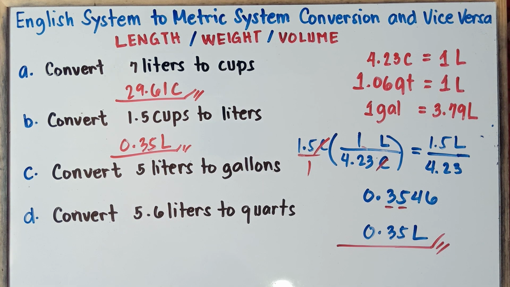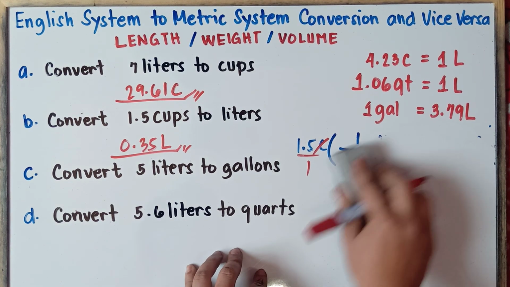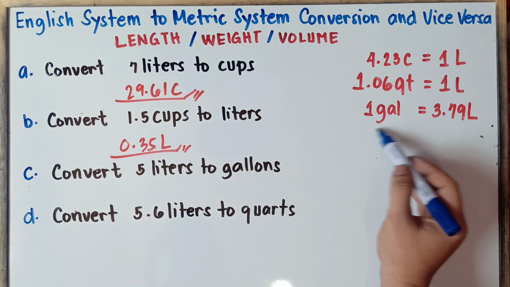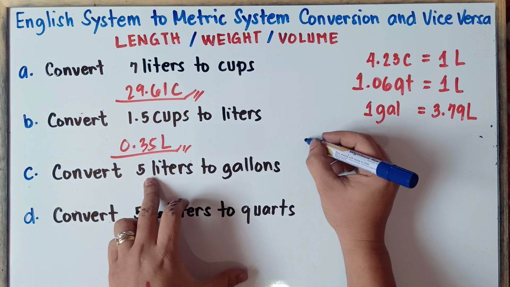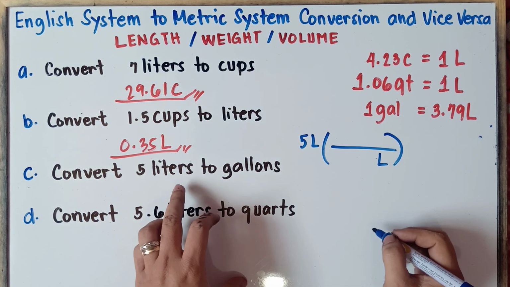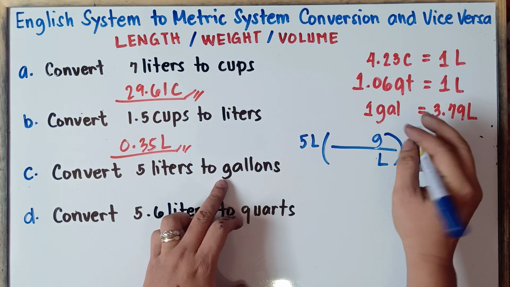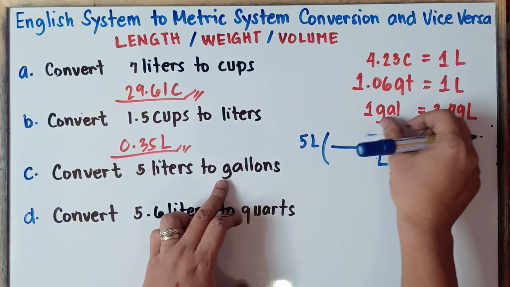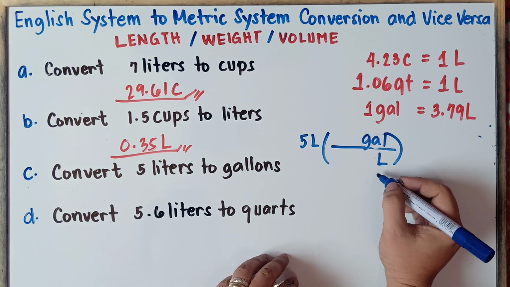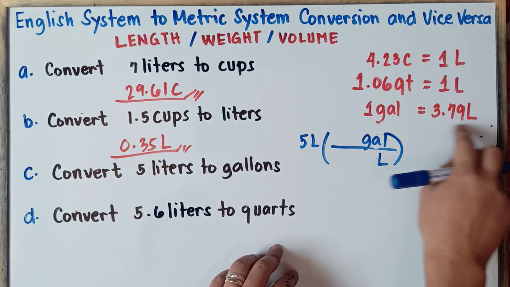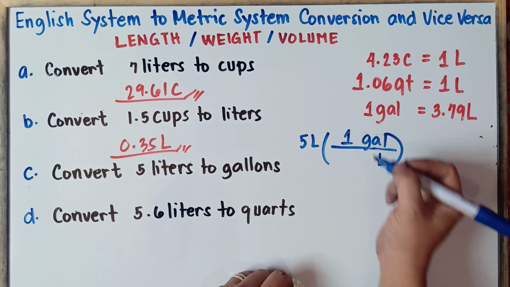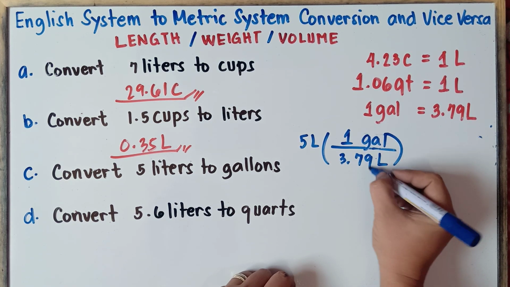Alright, so let's have letter C. Convert 5 liters to gallons. Alright, let's do that. So the conversion, 1 gallon is equal to 3.79 liters. So we will be using this conversion. Alright, so copy the given 5 liters. Put parentheses. If this is liters, the unit on the denominator must also be liter. And then we convert that into gallon. For the gallon, class, the abbreviation would be GAL. Alright, and then liters. So the conversion, 1 gallon is equal to 3.79 liters. Be careful in writing the conversion. So 1 gallon, that would be 3.79 liters.